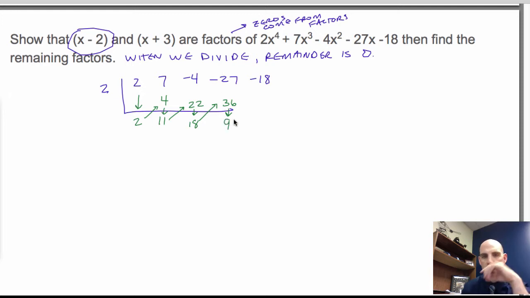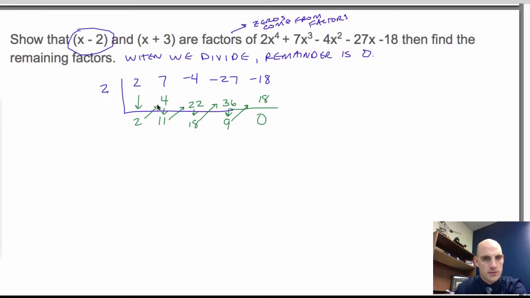I'm going to multiply across again. I should have extended this line here. Multiply across here again to get 18. And so negative 18 plus 18 is 0. Okay? And so as I'm looking at this, I bring down my 2.